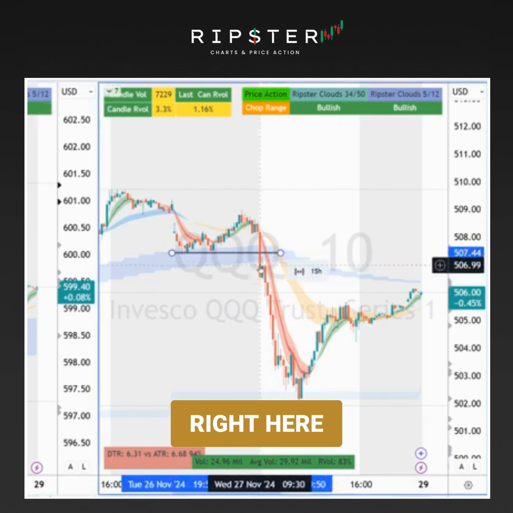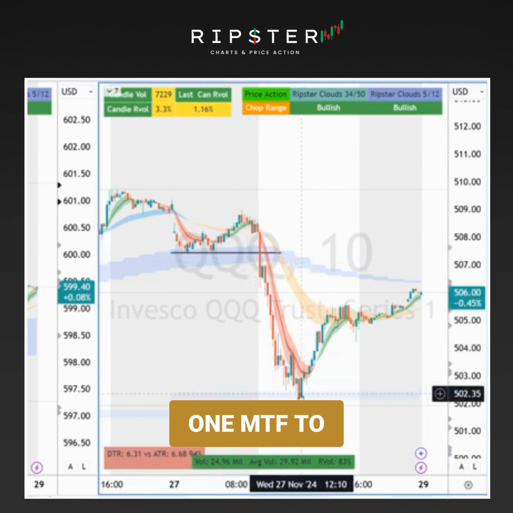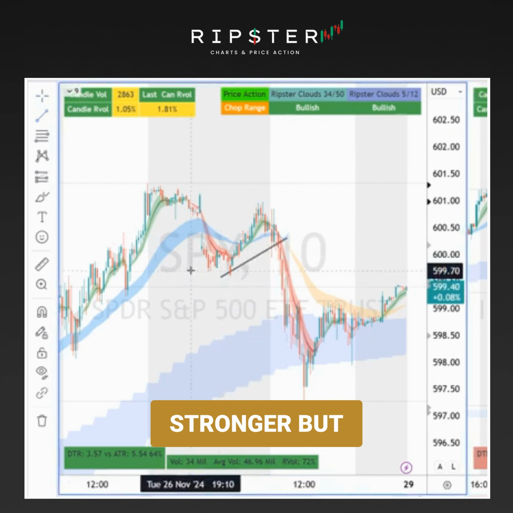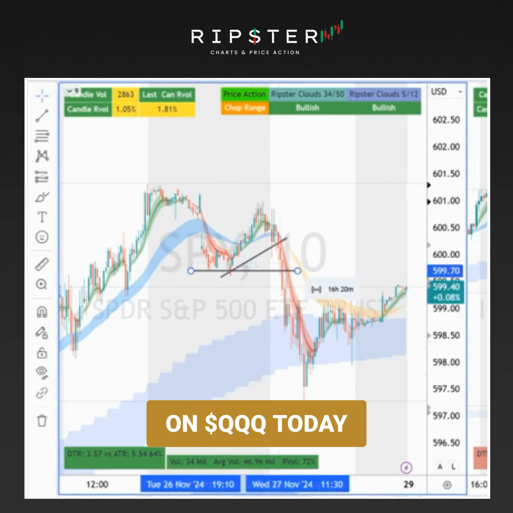This is QQQ short right here, and it was just short all the way down. As long as Ripster clouds stay red, you stay short. You see that we are going from one MTF to the second MTF. SPY was relatively stronger, but once it broke the pre-market lows, it faded all the way down. So that was a nice trade on QQQ today.